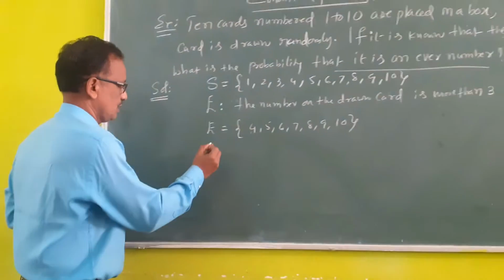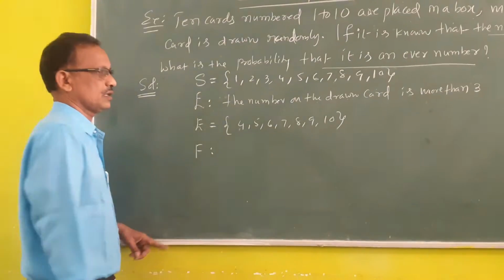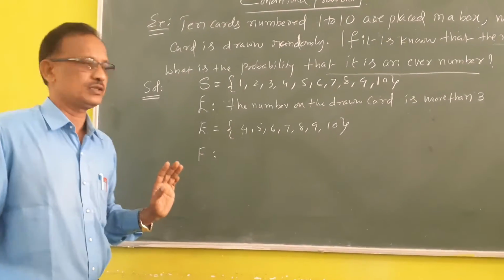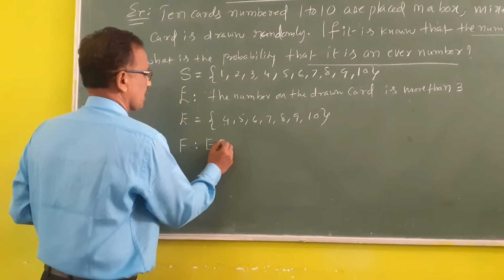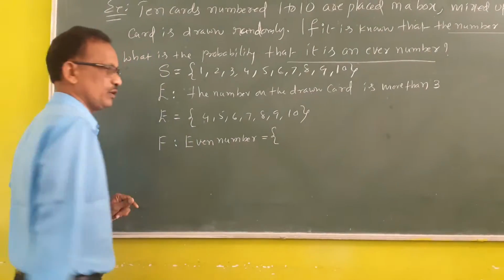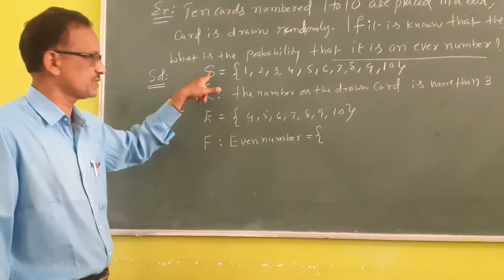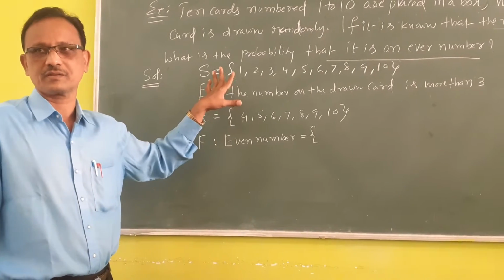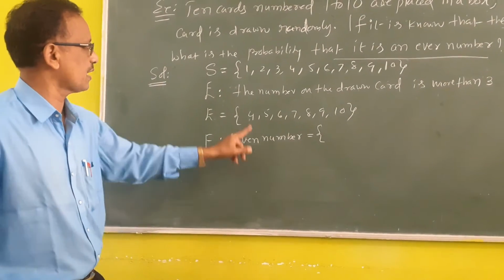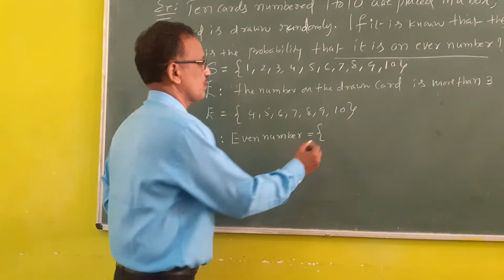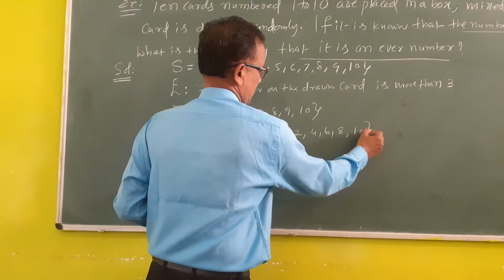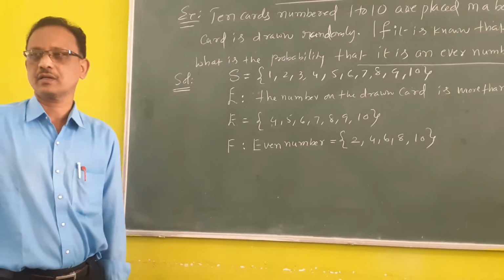Okay, right. Next, take another event. F is what? It is an even number. So F denotes even number. See, we are basing this on the sample space S. We are finding the probability based on this. So F is even number. What are the outcomes favorable to this? 2, 4, 6, 8, 10. Right, good.